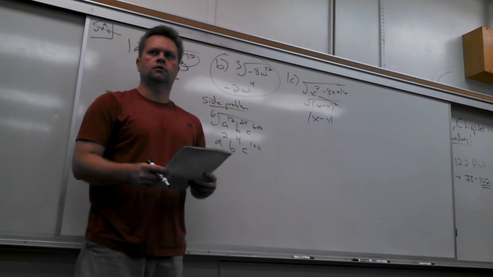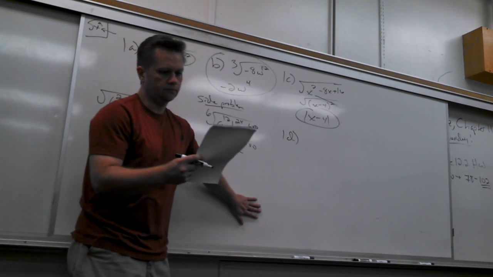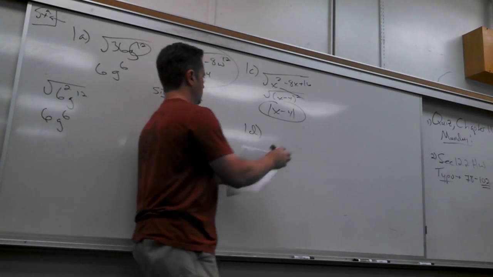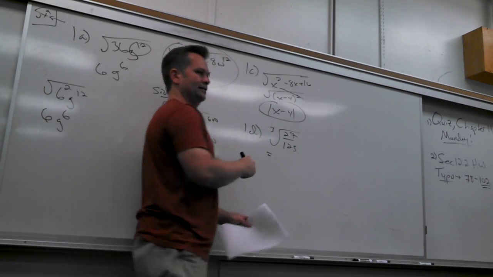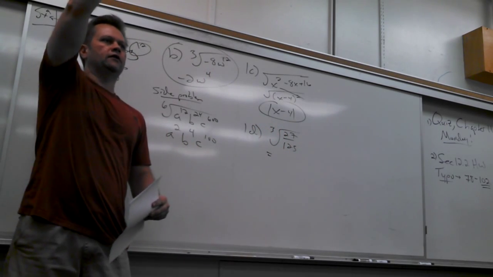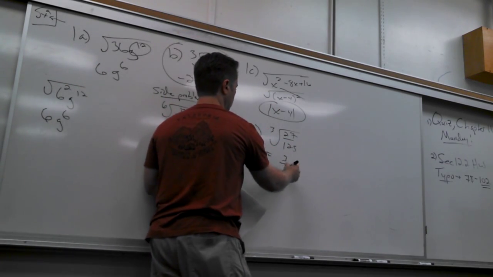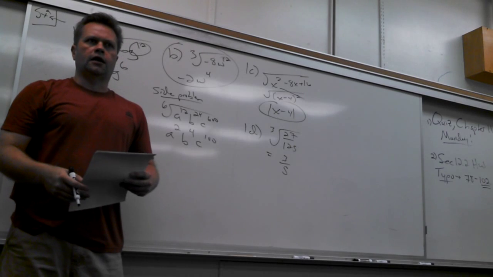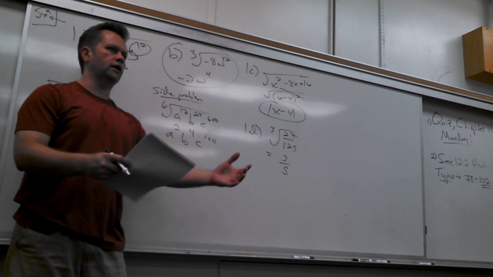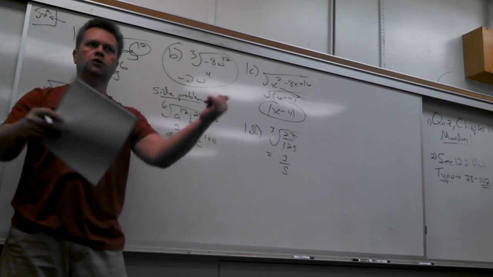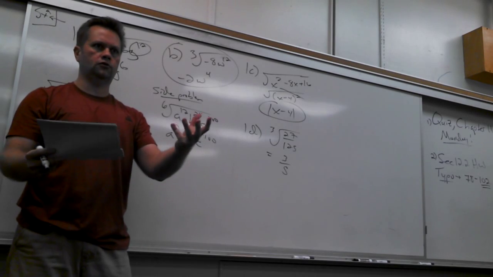Okay. So what about D? So the cube root of 27 is 3, and the cube root of 125 is 5. You start to see a lot of numbers that you saw when you were factoring squares and cubes, because factoring squares and cubes is like taking square roots and cube roots.